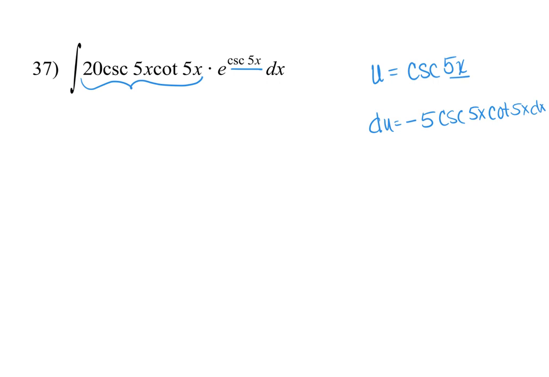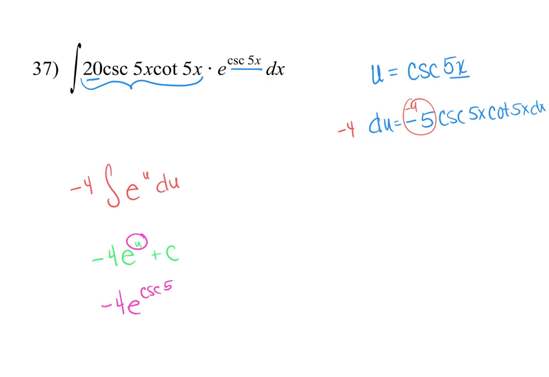So I have negative 5. I need positive 20 in front of there. So I just need to multiply both by negative 4, right? And that will give me my positive 20. So I'm going to say, well, negative 4 is going to go out here, and I now have e to the u du, right? Well, derivative of e to the u is just e to the u plus c, and then plug my u back in. My u was cosecant of 5x. Negative 4 e to the cosecant of 5x plus c.